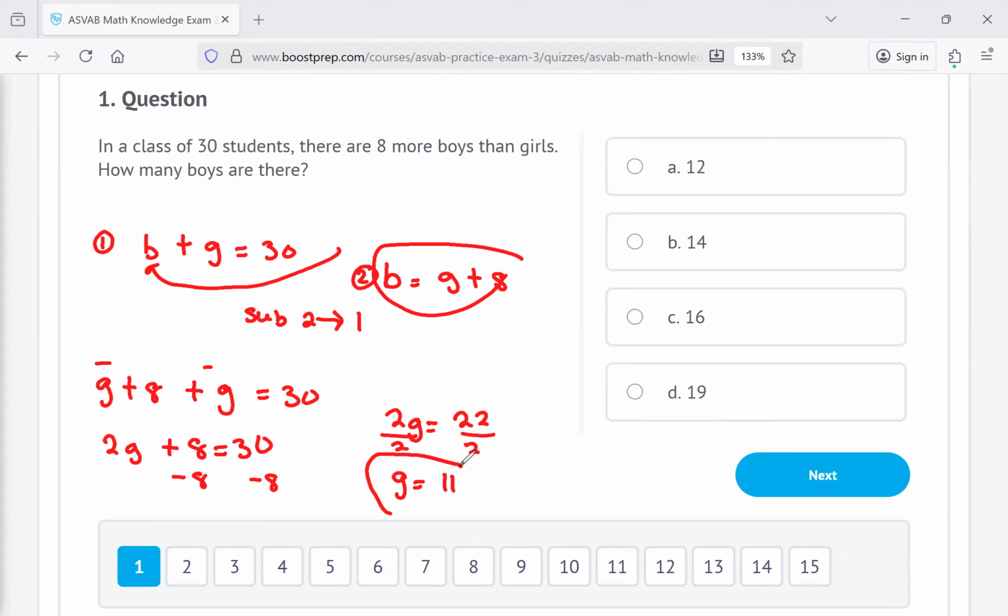But they're not asking you how many girls there are. They're asking how many boys. So what we're going to do is plug the girls back into the second equation. So it's going to be 11 plus 8, which is 19. Okay, not too bad, right?